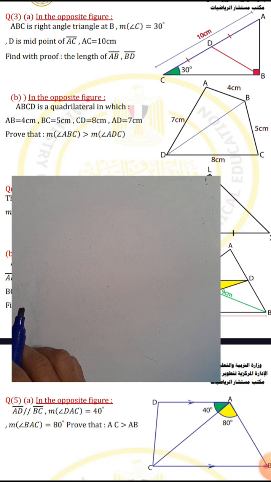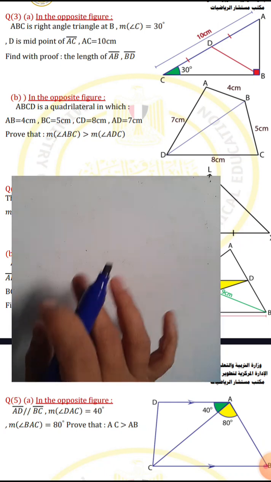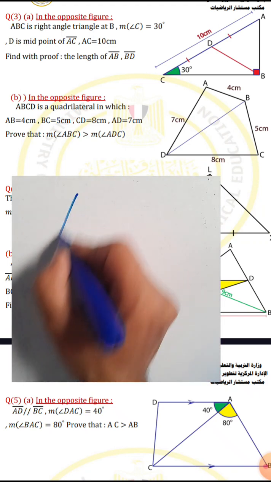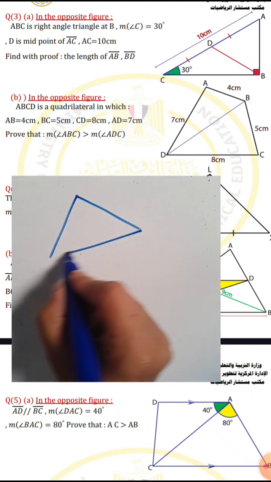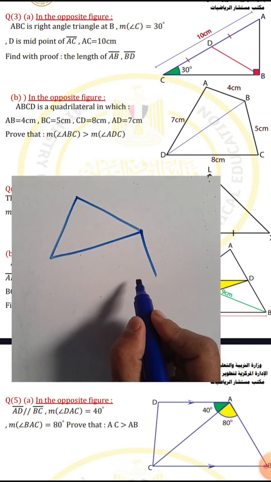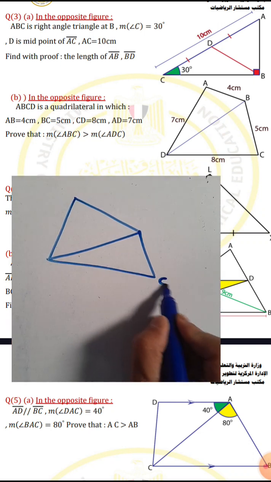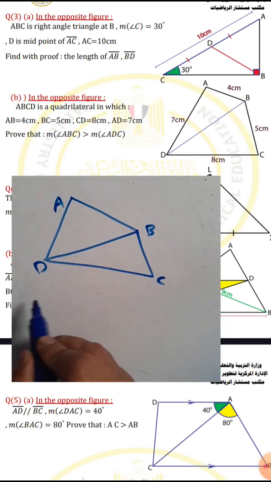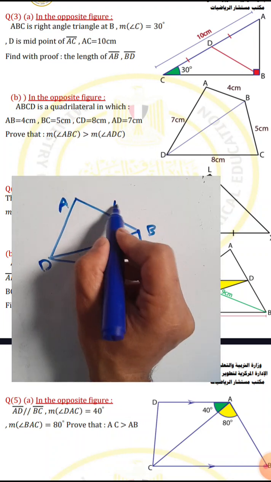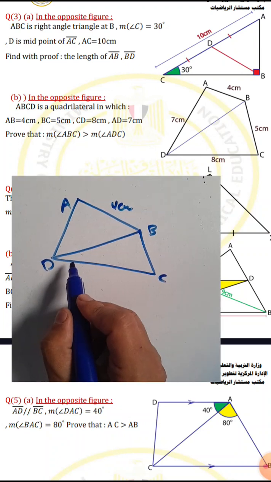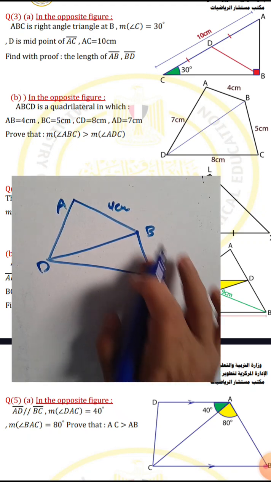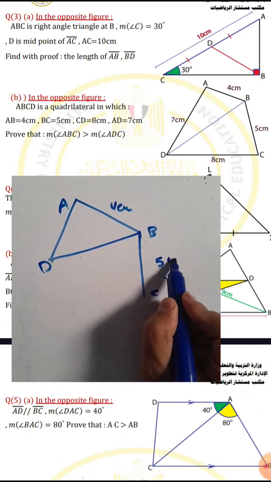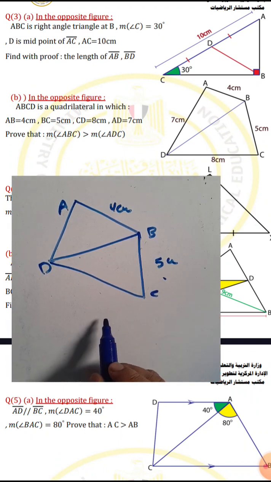Question letter B. We have here two triangles. He wants us to prove that the measure of angle ABC is greater than angle ADC. I will draw this triangle here, and we have another triangle, C, B, D, A. AB was 4 centimeters, and BC was 5 centimeters. It's greater than the side BC, 5 centimeters.